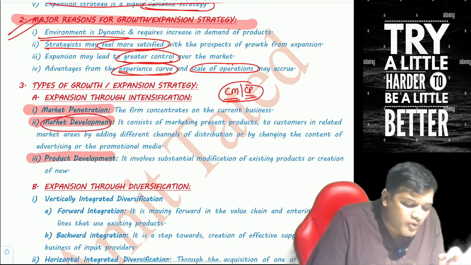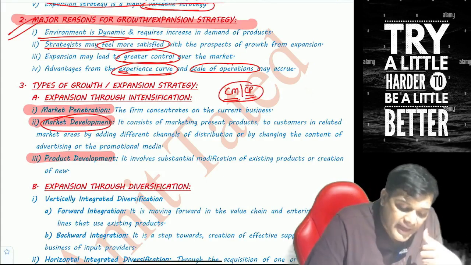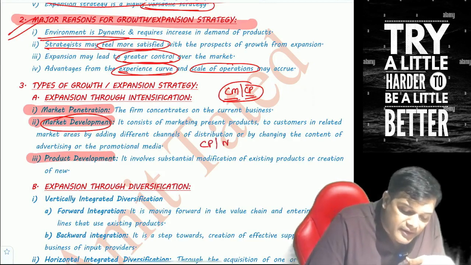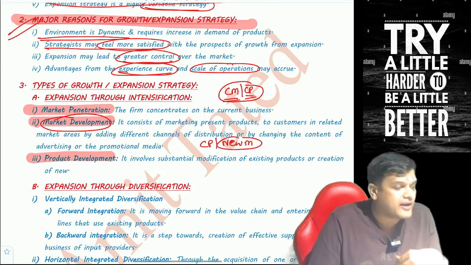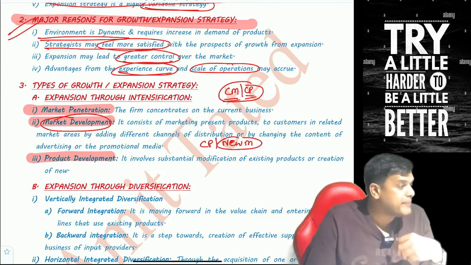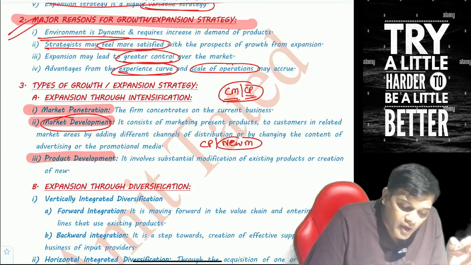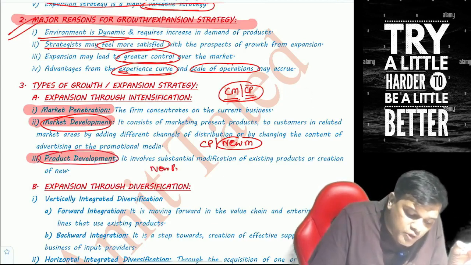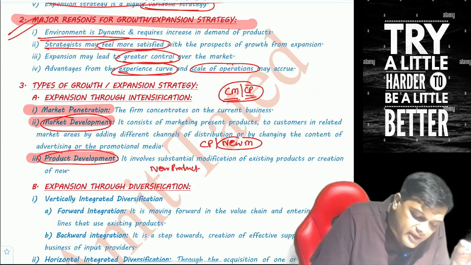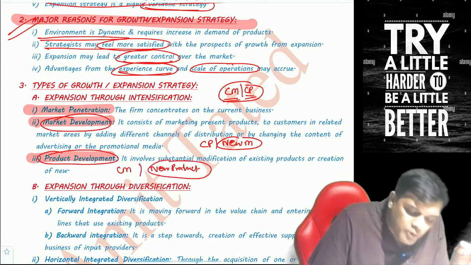Market development: here I am developing a market, meaning current product but new market. The market is new, that is called market development. And product development means what? A new product, but current market.